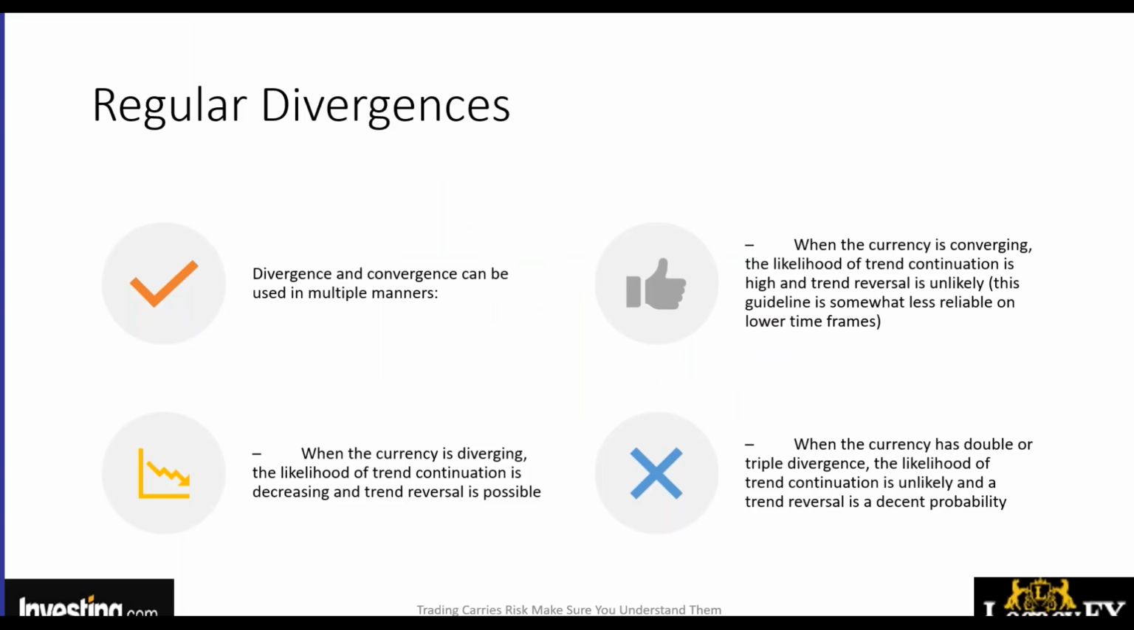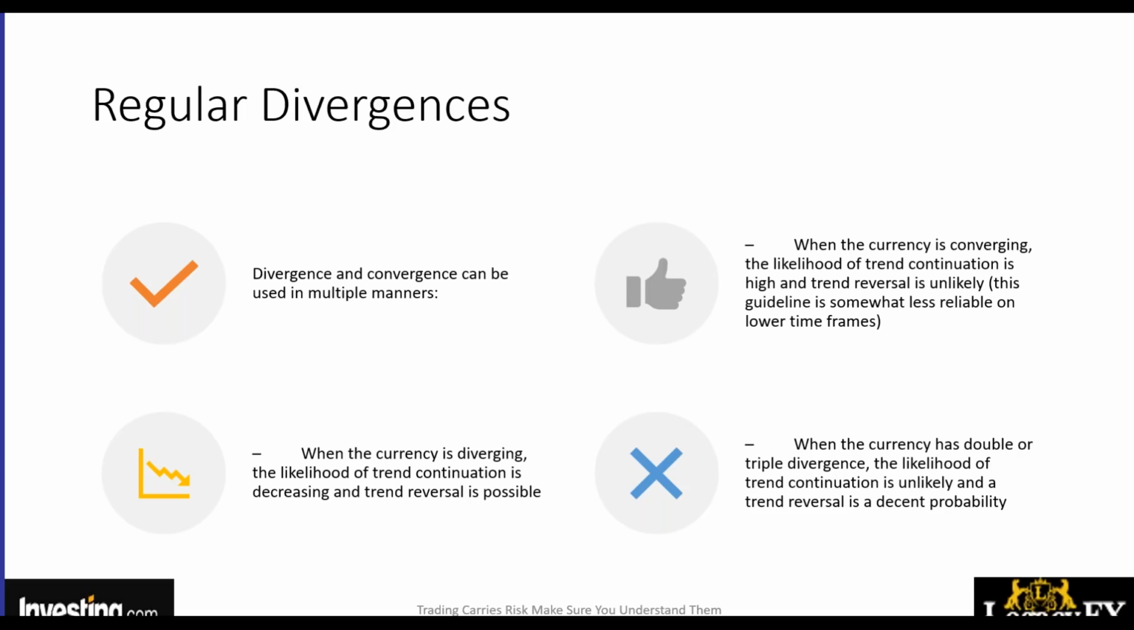So divergence and convergence can be used in a multitude of manners. When the currency is diverging, the likelihood of trend continuation is decreasing and a trend reversal is possible. When the currency is converging, the likelihood of trend continuation is high and trend reversal is unlikely. So in other words, when we have divergence, we're likely seeing a trend reversal, and the continuation of that trend is getting less and less probable. When we have convergence, that means they're moving in the same direction, we have a very strong likelihood that the trend will continue, and a trend reversal is unlikely.